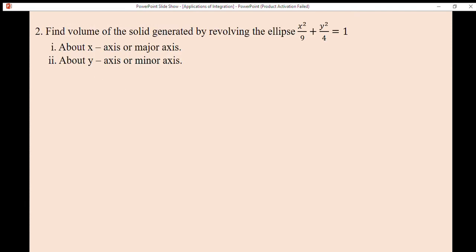Let's see one more example. Find the volume of solid generated by revolving the ellipse. Now this is an equation of ellipse. Now two different questions are asked here for the same equation of ellipse. Question is to find volume of solid about x-axis.